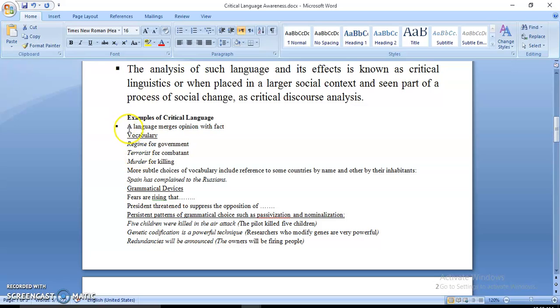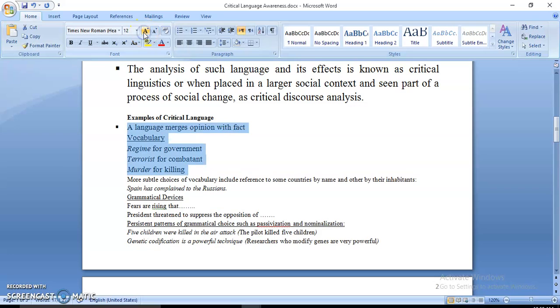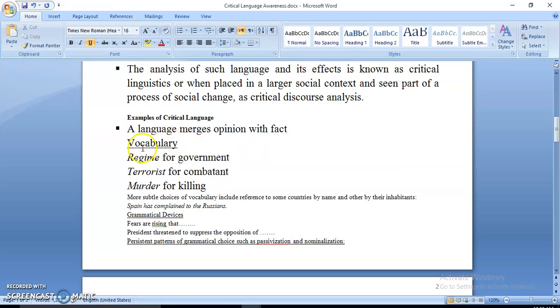As you can see, language merges opinion with fact. Okay, so here let me show you. You often see that we hear the word regime instead of government. We see the word terrorist for combatant. So someone is fighting for his freedom, and he is actually a combatant, which is a neutral term. But this other term is used, terrorist, or you can say murder for killing.